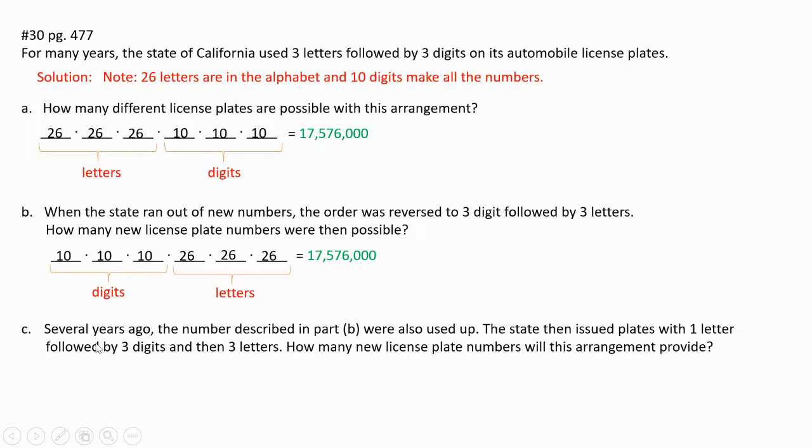Then part C. It says here, several years ago, the numbers described in part B were also used up. The state then issued plates with 1 letter followed by 3 digits and 3 letters. How many new license plate numbers will be provided?